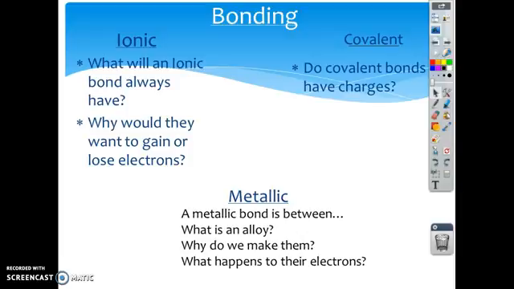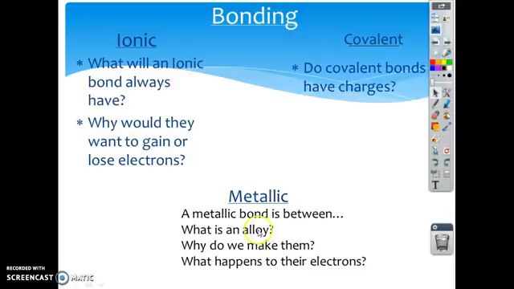Now, how about covalent bonds? Do these guys have charges? No, they don't, because they aren't transferring electrons, they're sharing electrons. Instead, they're kind of making a deal with each other that if they share these electrons, they will both have that full outer shell and fulfill the octet rule and be happy. And lastly, we have the metallic bond. Remember, it's between two or more metals, and their electrons are a sea of mobile electrons.